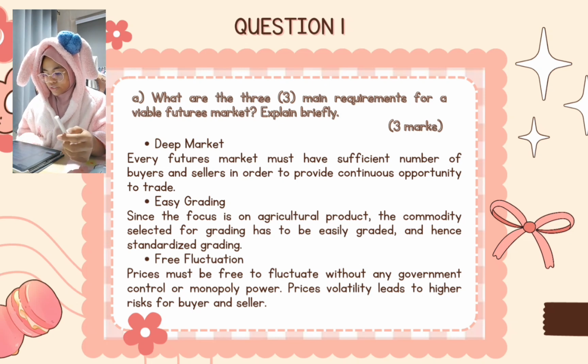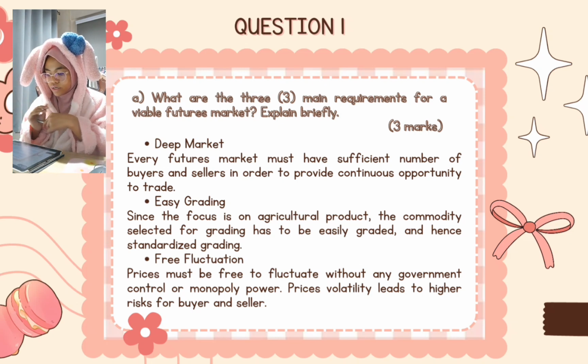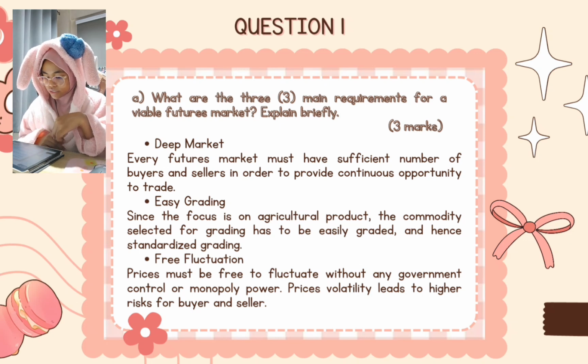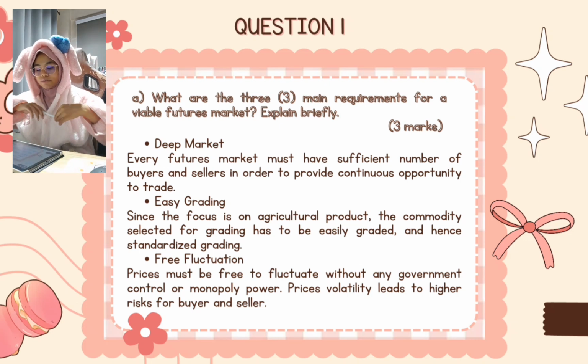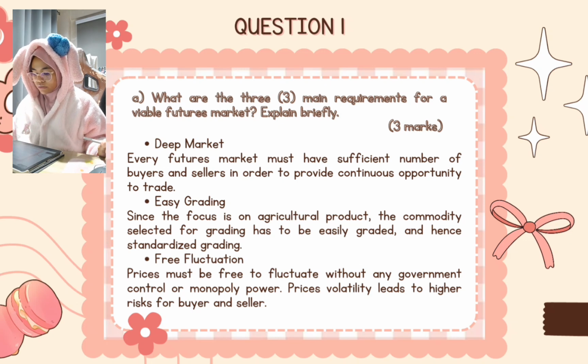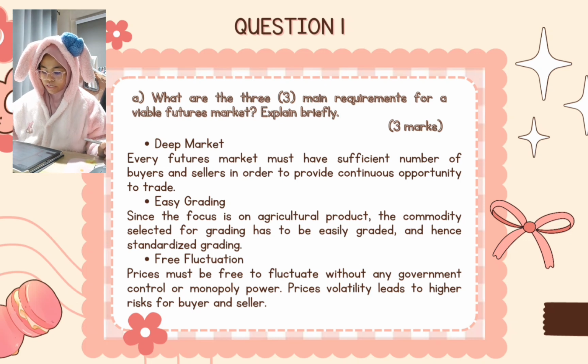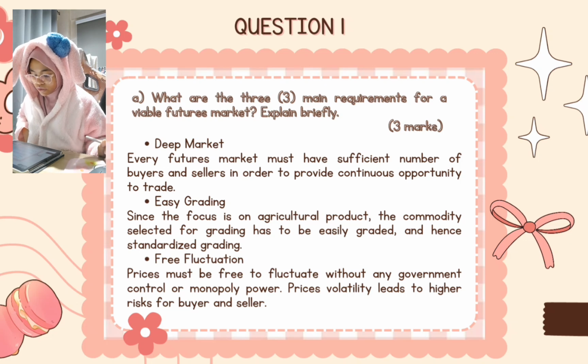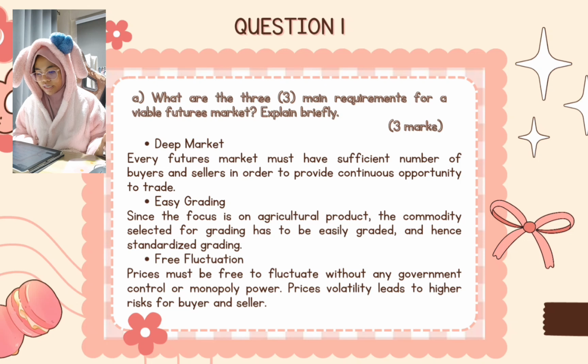Second one is easy trading. Since the focus is on agricultural product, the commodity selected for trading has to be easily graded and hence standardized grading. And the third one is free fluctuation. Prices must be free to fluctuate without any government control or monopoly power. Price volatility leads to higher risks for buyer and seller.